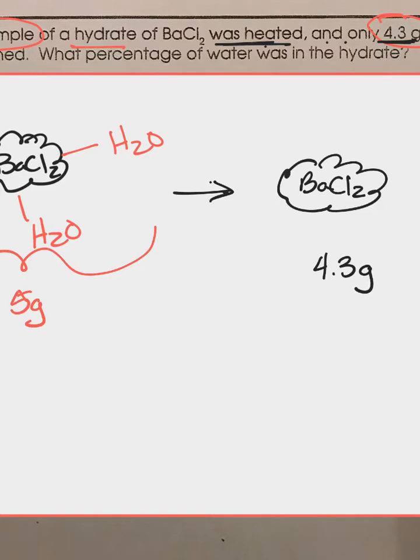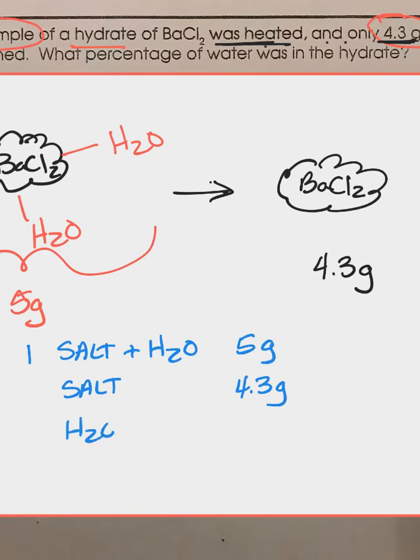So they want to know what the percentage of water was in the hydrate. Well, first we have to figure out how much water we had. Let's get a blue pen. If we started with something that was water and salt and it weighed 5 grams, let's draw it this way: salt and water, it weighed 5 grams. And then we had the salt only, and it was 4.3 grams. Then the water has to be these two numbers.